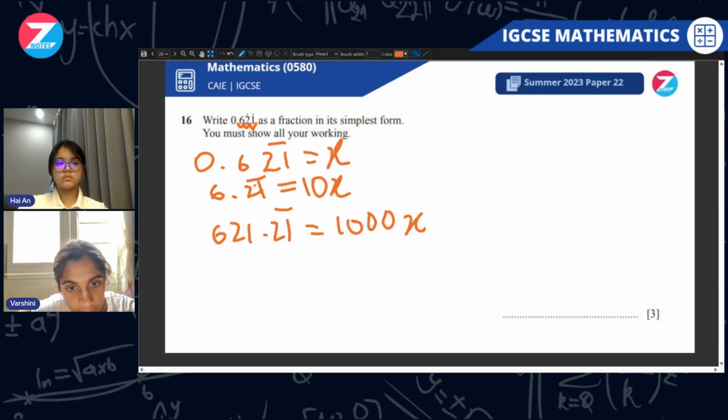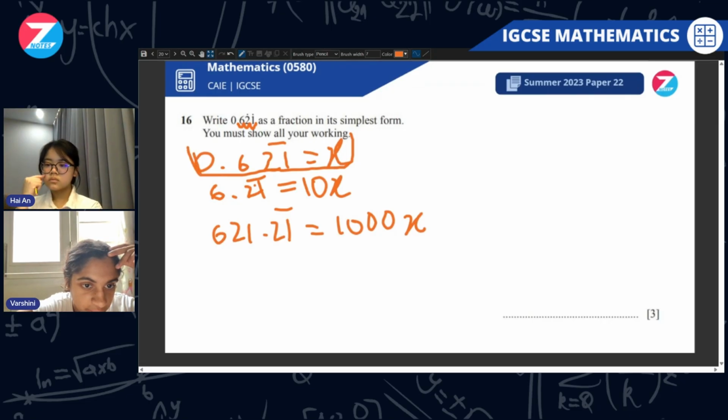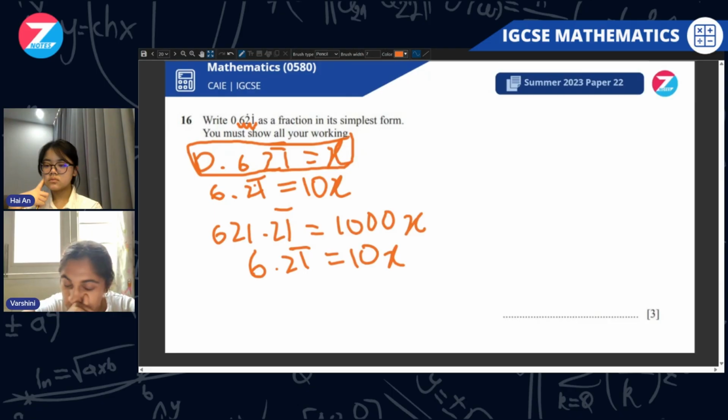Okay, so now we don't really need this first value, but we need the other values. So we have these two values. What we need to do is subtract the 10x from the 1000x. So let's rewrite this again. 6.21 repeating equals 10x. Now we just have to subtract both sides of the equation.